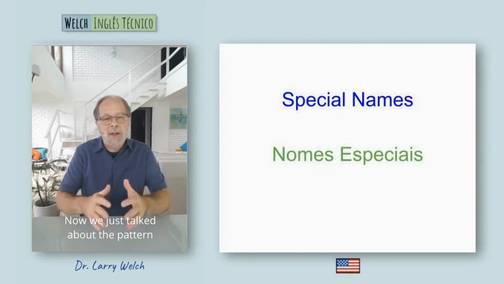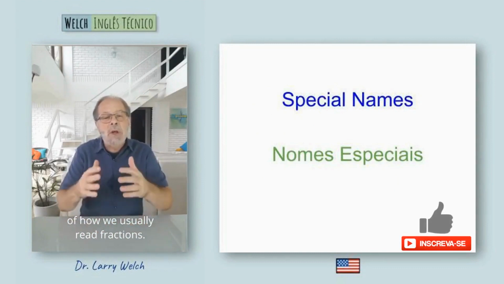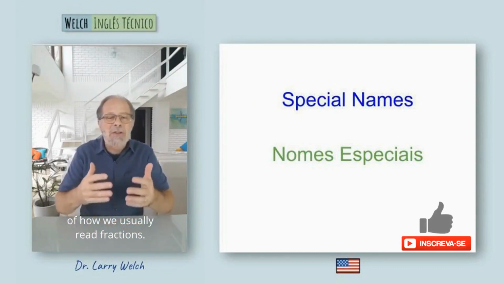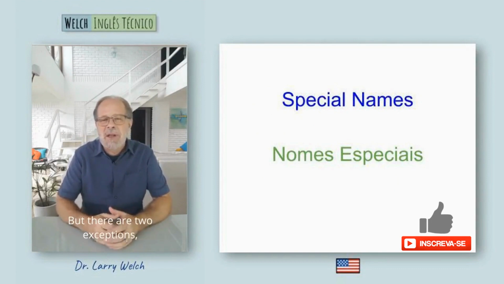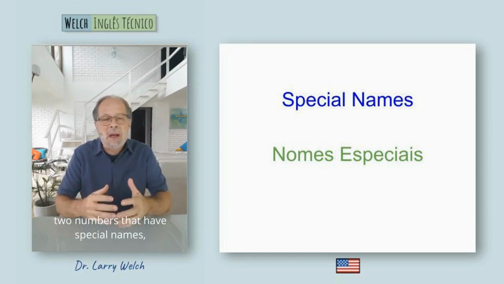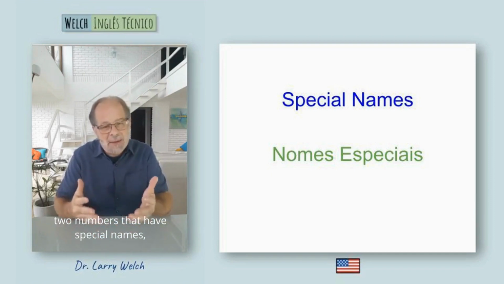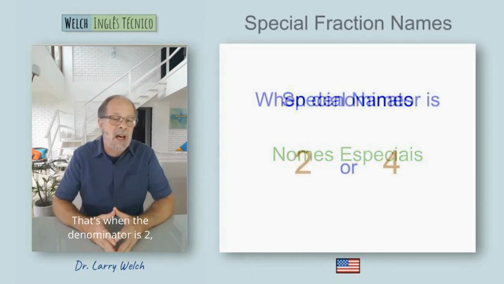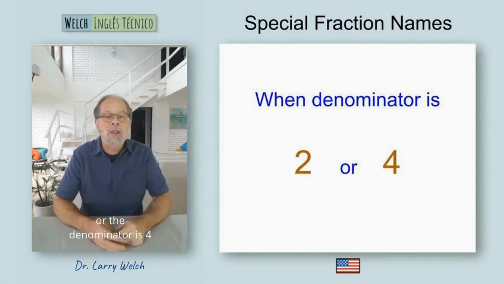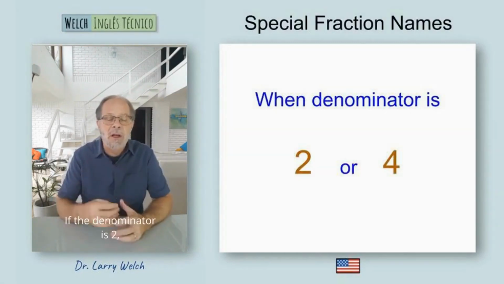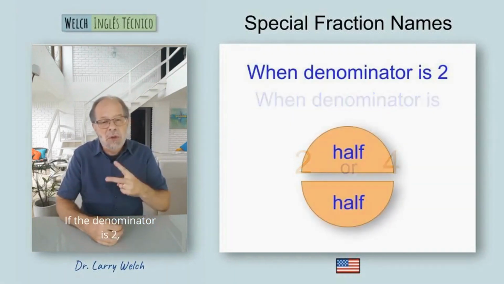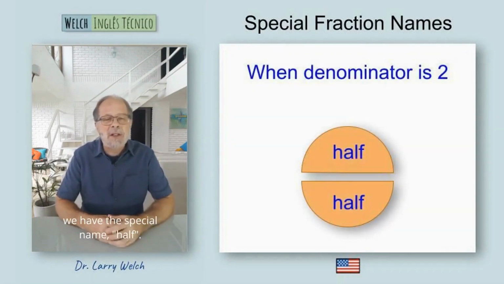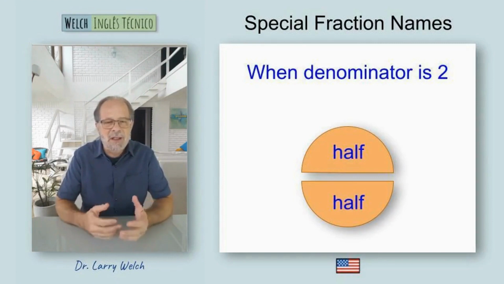Now we just talked about the pattern of how we usually read fractions. But there are two exceptions, two numbers that have special names, special ways of reading them. That's when the denominator is 2 or the denominator is 4. If the denominator is 2, we have the special name half.